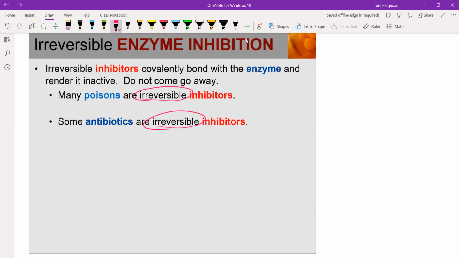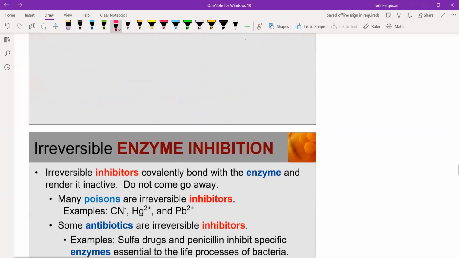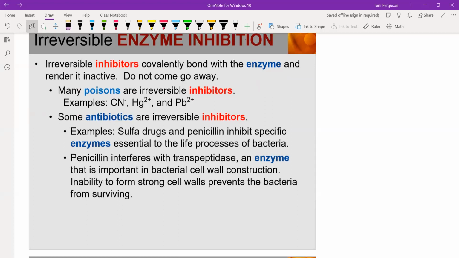Frequently poisons work by shutting down enzymes. Antibiotics shut down enzymes. That's why we take antibiotics to fight off bad bacteria. We also kill off good bacteria as well. We also kill off our own enzymes. So taking a lot of antibiotics is not good. I try to not take any antibiotics unless I can get away with it.